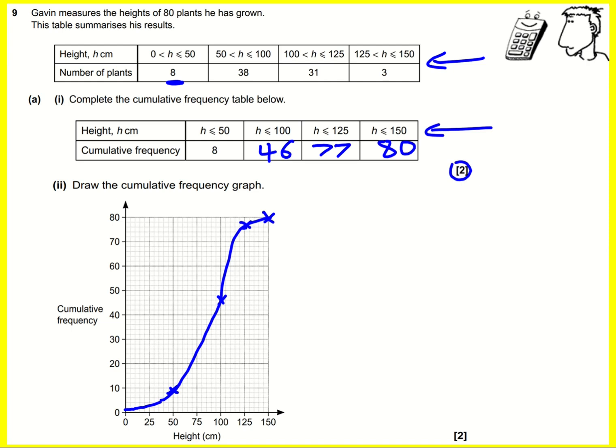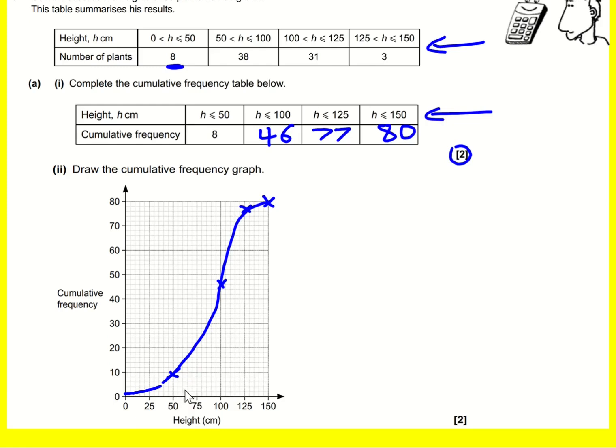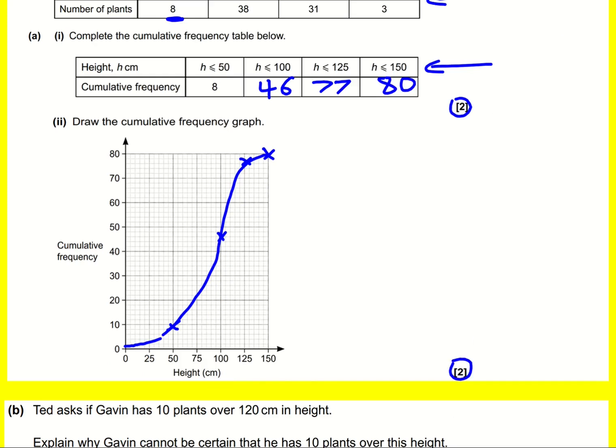I'm not too happy with that last little bit. I'm going to stick with it. No, I'm not. Do it one more time. Okay, I think that's a bit better, so nice and smooth through it. You can actually join it up with a ruler if you're not happy with your graph drawing. Okay, there's our cumulative frequency graph.